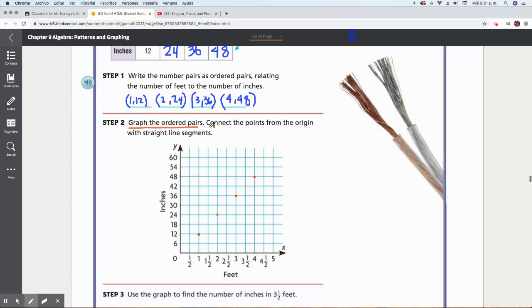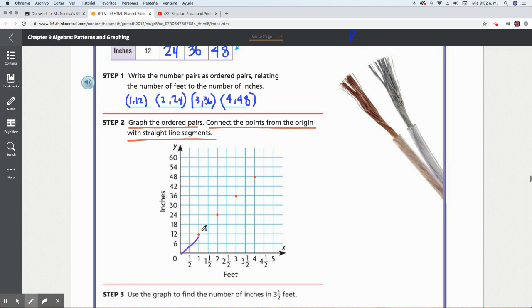And then connect the points from the origin with straight line segments. So that means that from the 0, I'm going to make line segments to connect my points. Okay, so I'm going to make line segments. Nope. Okay, that's a very ugly color that I picked. So let me change it to this one, it's fine. Okay, so with line segments from the origin, I'm going to connect my points.